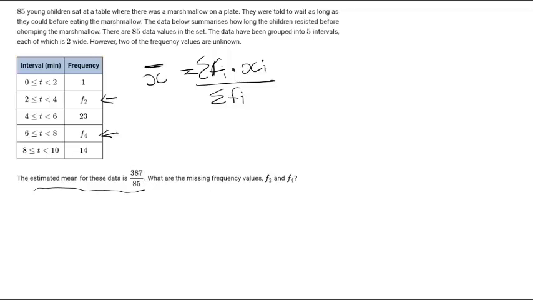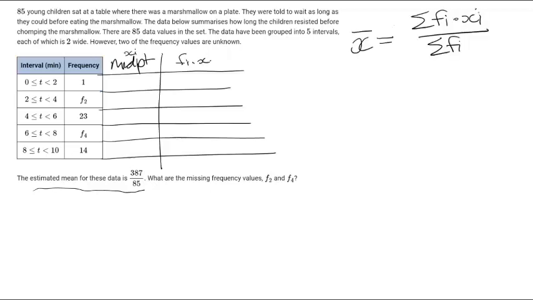We are going to do a table. Hold on. I just moved it to the side quickly, and now I want to complete the table. So the first thing I want to do is get the midpoint of each interval. The midpoint of the first interval is 1, then we have 3, 5, 7, 9.